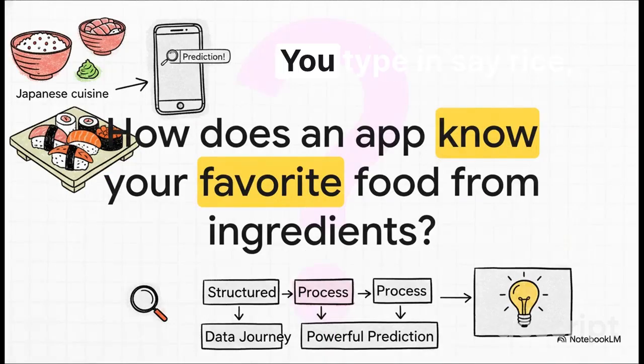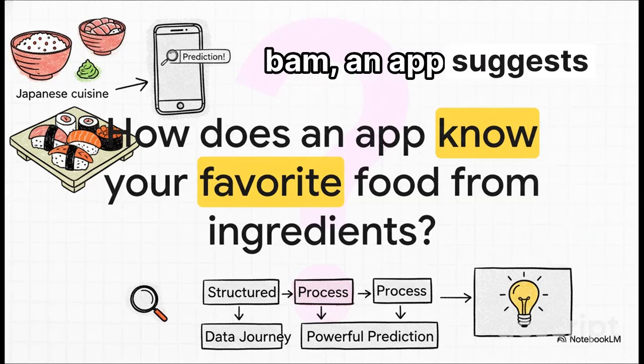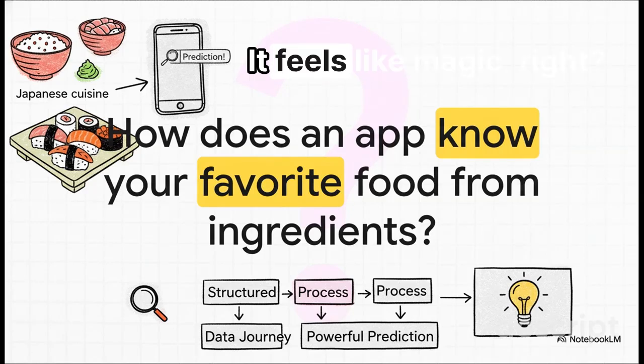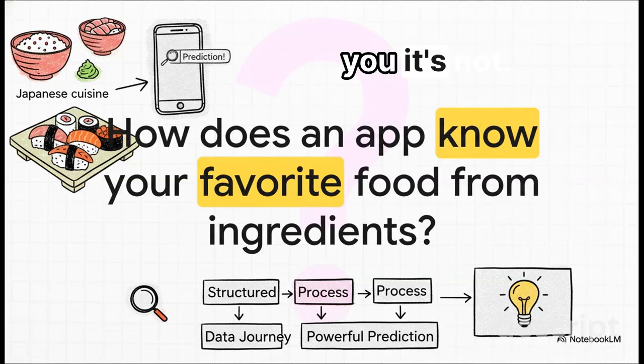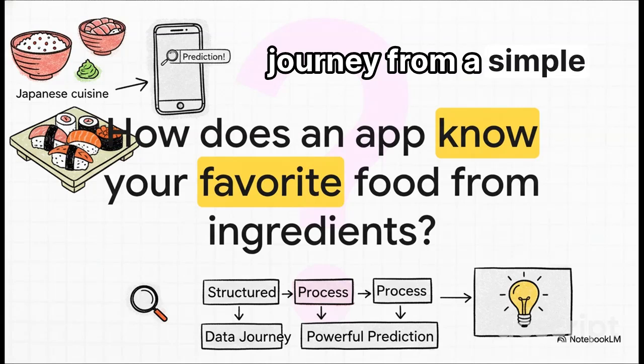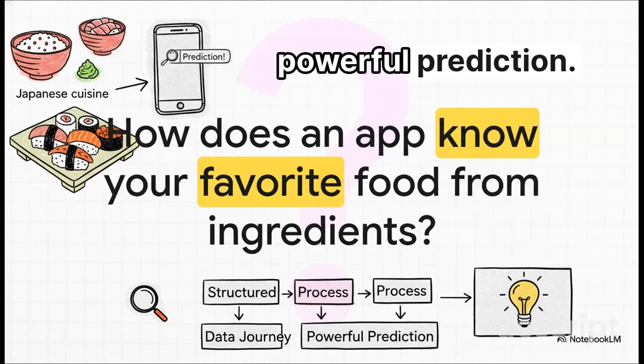Think about it. You type in, say, rice, wasabi, and fish, and bam, an app suggests Japanese cuisine. It feels like magic, right? But I promise you, it's not. It's actually a very structured process, a journey from a simple question to a really powerful prediction.